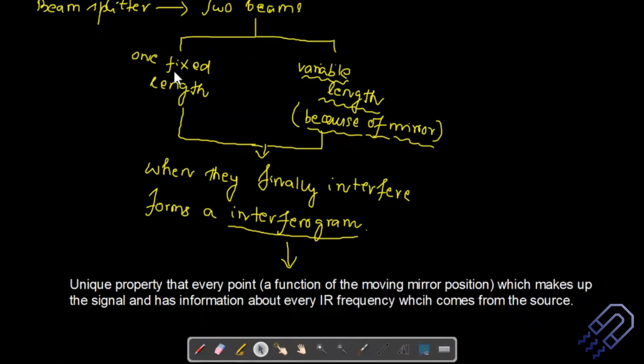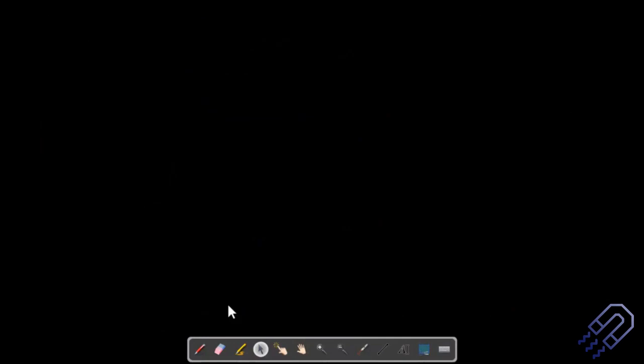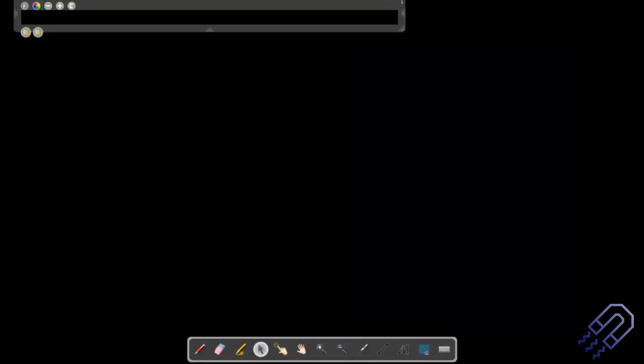So what happens is, this measured interferogram cannot be directly interpreted. You need to convert it into a human readable signal, and that can be done with the aid of computers. I hope we can just finish this topic.